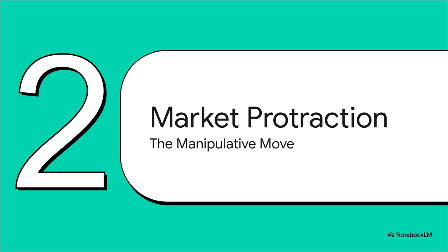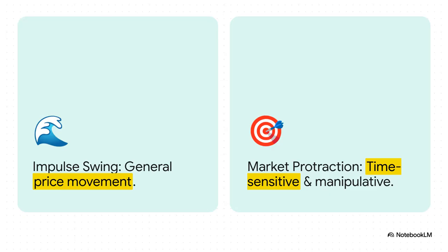Okay, so we've got the basic rhythm down. Now let's add a really critical layer to this. You see, not all impulse swings are the same. Some of them are designed purely to trick you. This is what ICT calls market protraction. The big difference here really comes down to two things: timing and intent. A normal impulse swing is just a general price movement, but a market protraction, that's special. It's a swing that happens at a very specific time of day, and its only purpose is manipulation. It's like the difference between a normal ocean wave and a sneaky rip current designed to pull you in.